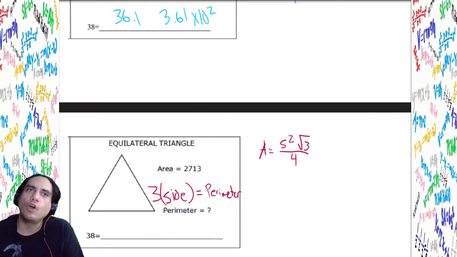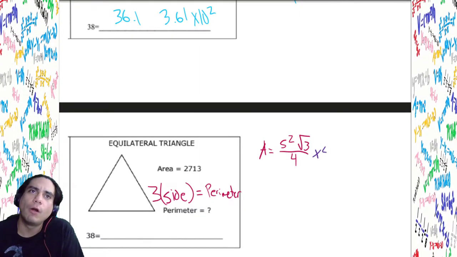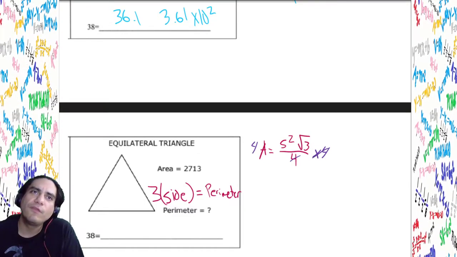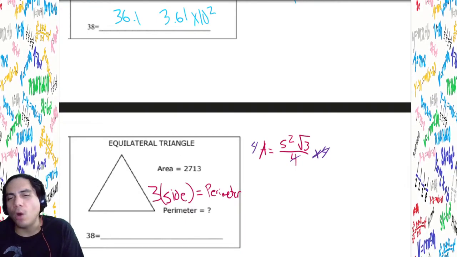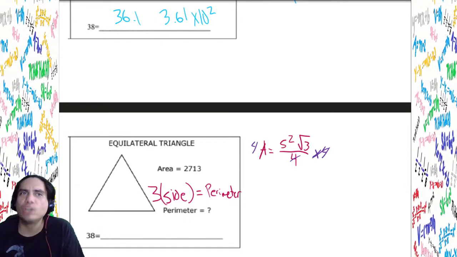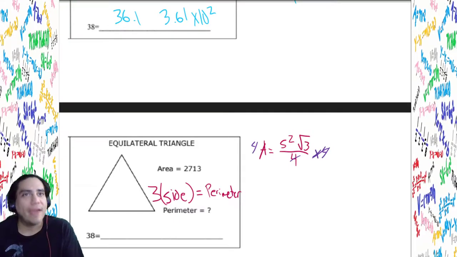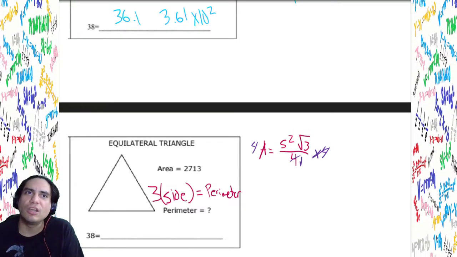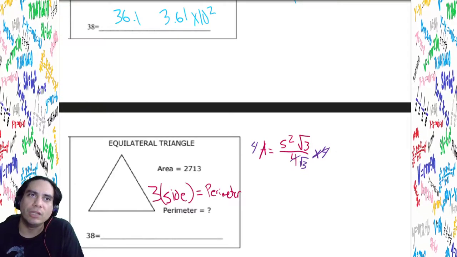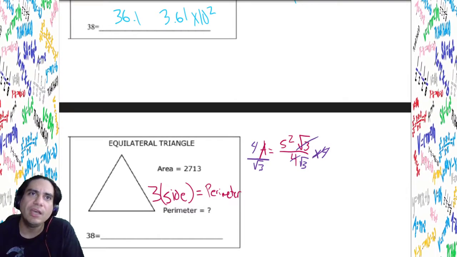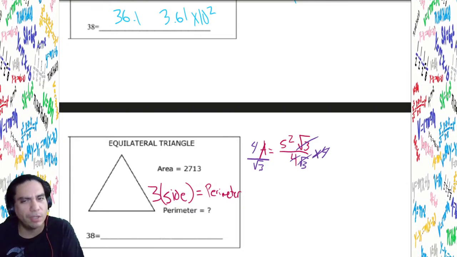First things first, let's go ahead and cancel out this 4 by multiplying both sides by 4. What happens? 4 is canceled. 4 is now on the left. That's right. We got 4 times area equals side squared times square root of 3. But now we don't want that square root of 3 right here. We're going to divide both sides by the square root of 3. What happens to that square root of 3? It gets canceled. That's how we do it.